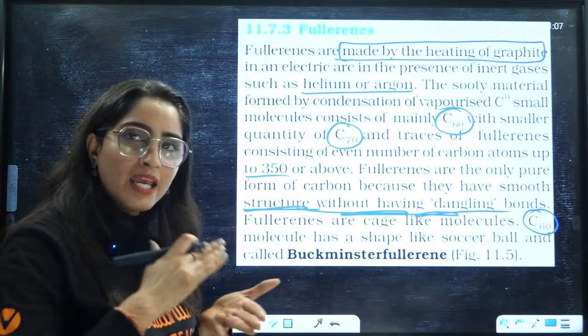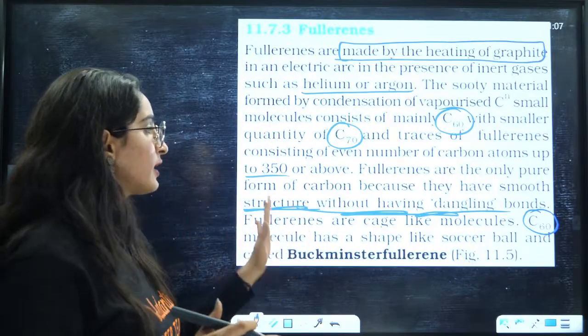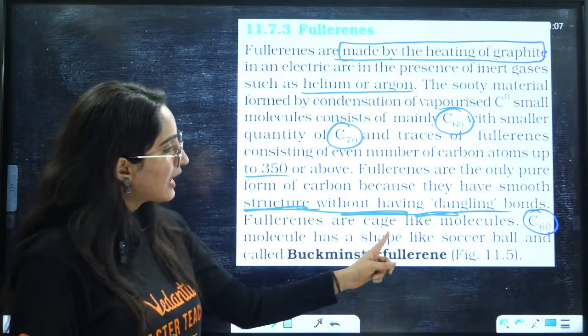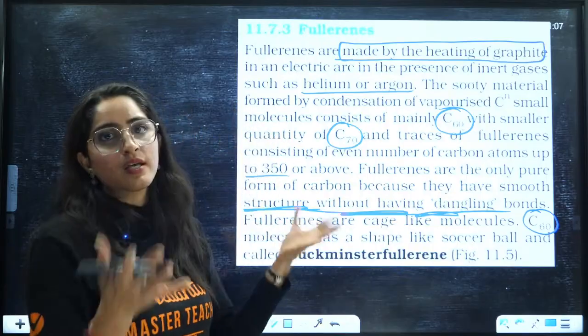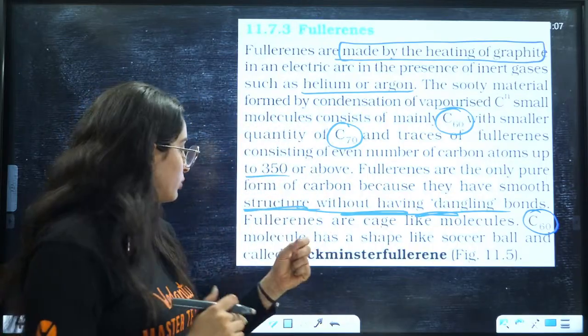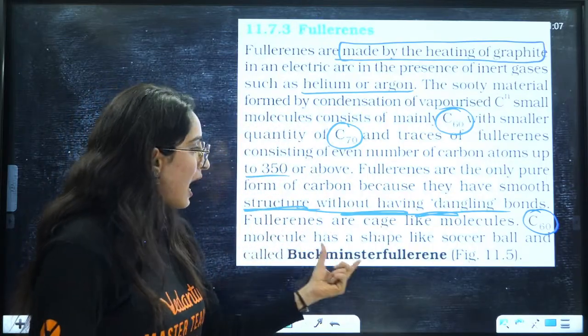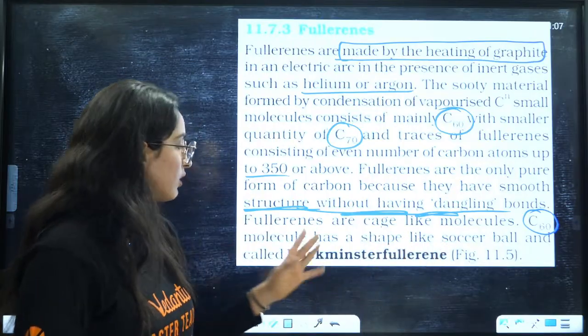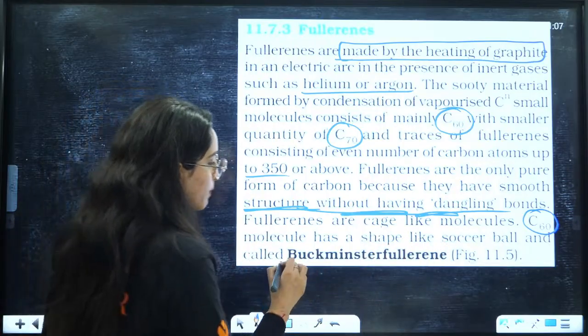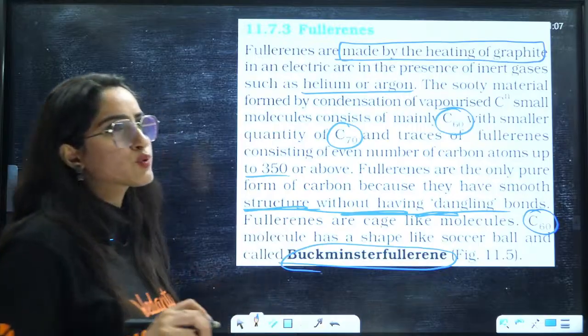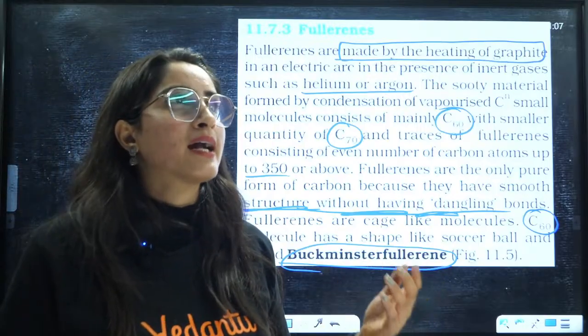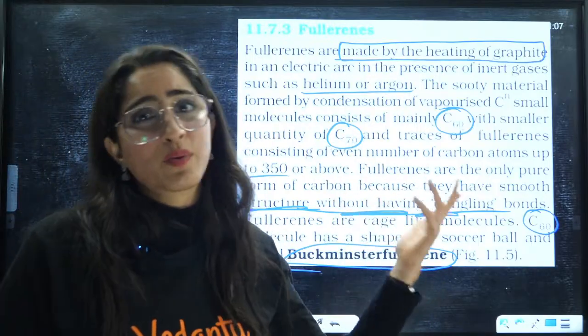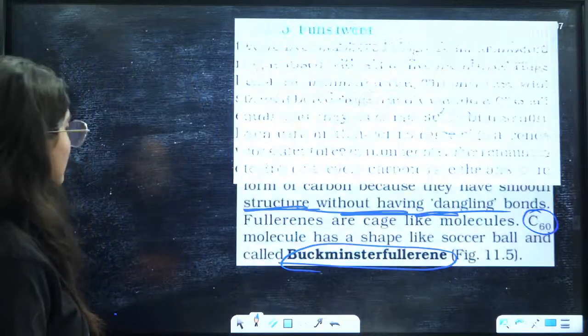They have a very smooth structure. There is no dangling bond in between. Fullerenes are cage-like, right? You can see it's like a cage only. It's like a football only. Molecules have a shape like a soccer ball or football, and that is why it is called Buckminster fullerene, right? It was also similar to a building that the scientists observed back then. That is why he named it Buckminster fullerene, right?